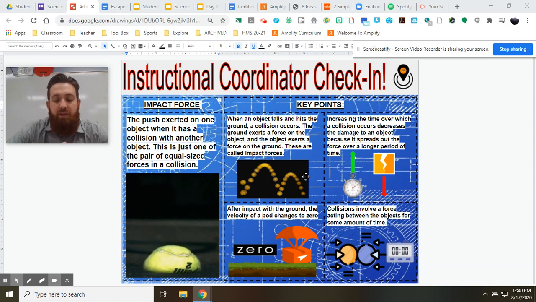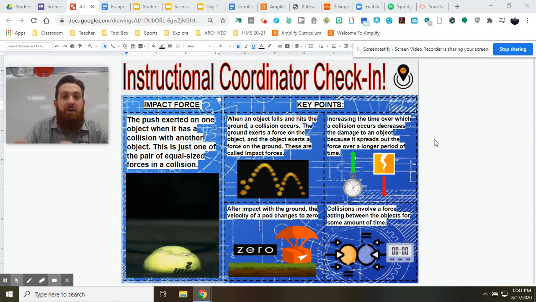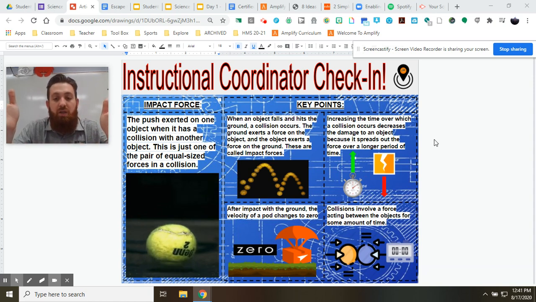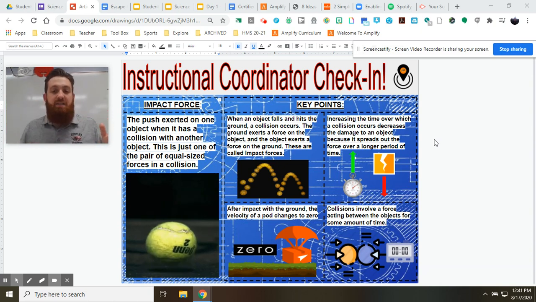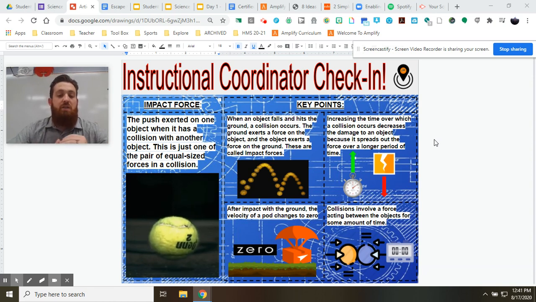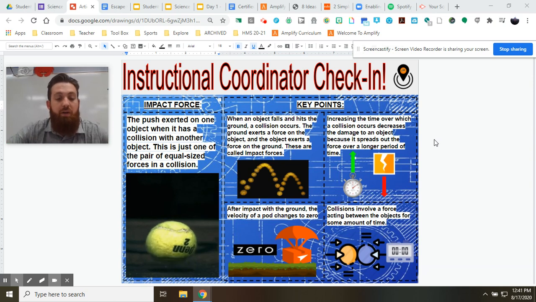Another key point is increasing the time over which a collision occurs decreases the damage to an object because it spreads out the force over a long period of time. So the longer we can kind of prolong that collision, the less damage there's going to be, or at least we're going to decrease the damage, and we're going to be able to spread it out over a long period of time. So notice again our tennis ball here.